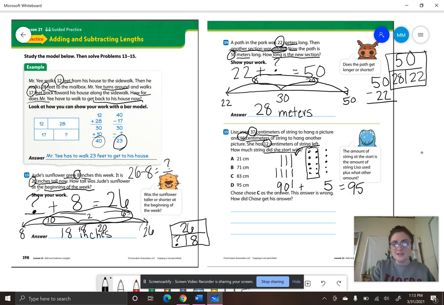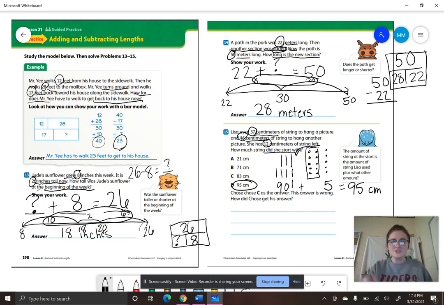95 centimeters. So she started with 95 centimeters and she took 37. Then she took 46, but she still had some left over. So which one is our correct answer? D. All right, let's look. It says Chase chose C as the answer. This answer is wrong. How did Chase get his answer?